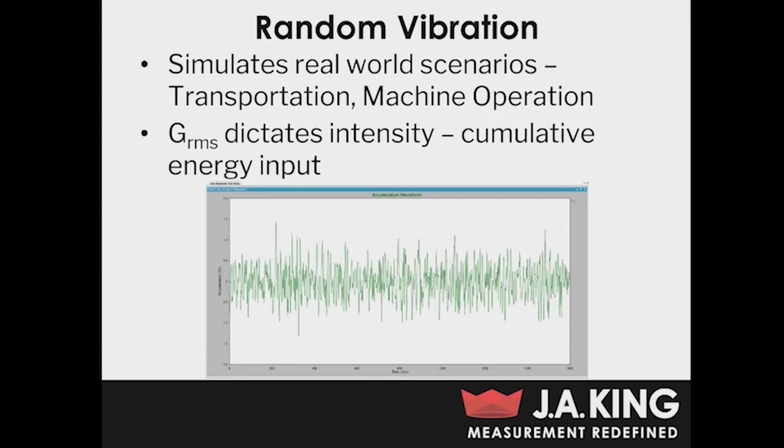And you can see down at the bottom, I have put a figure of time domain data for random testing, and you can see it's very sporadic, especially when you compare it to a sine graph.